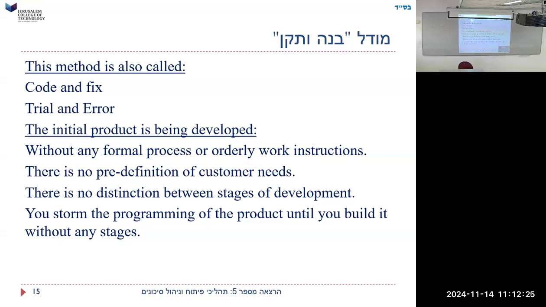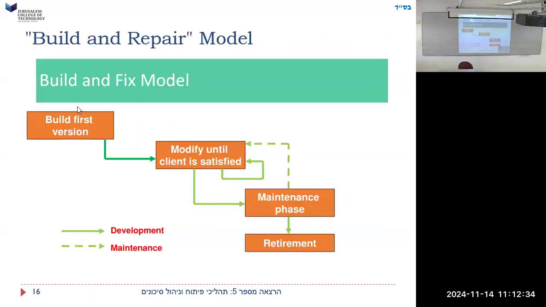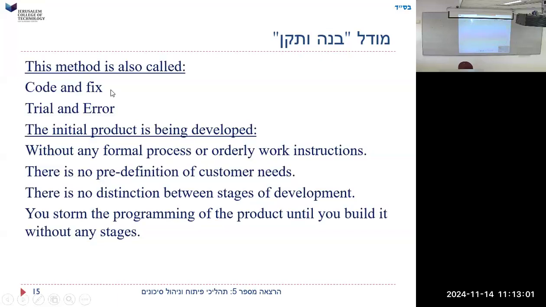You think you know what you're going to do, and you start doing it. And then you figure out it's wrong, and you fix it. And if you figure out it's more wrong, you fix it again. So, build and repair model, or build and fix model. I guess the names are interchangeable. Build and repair is the translation to Hebrew. And build and fix, I found this diagram on the internet. There was a Hebrew diagram and I replaced it with the English one, and he called it build and fix. Same thing. The truth is, trial and error is probably the best name, or code and fix.